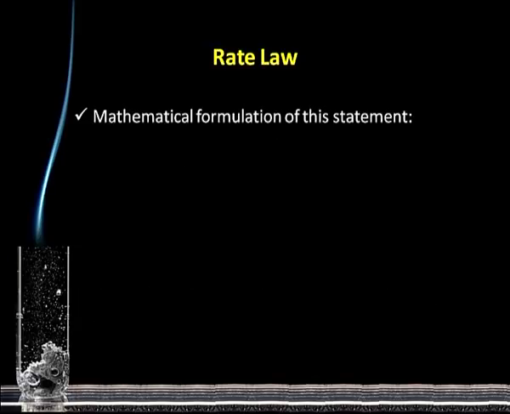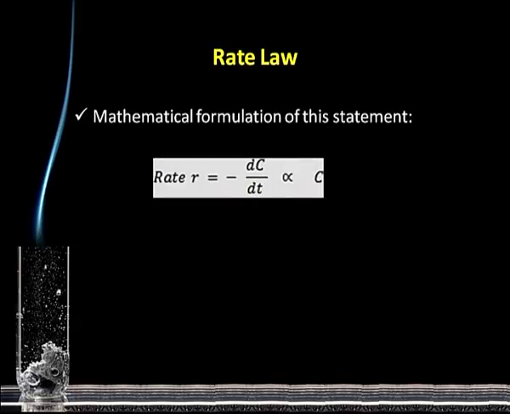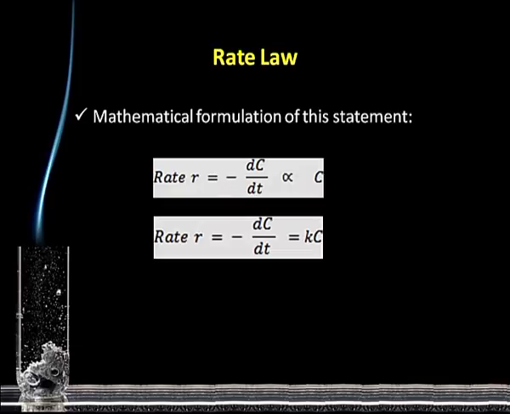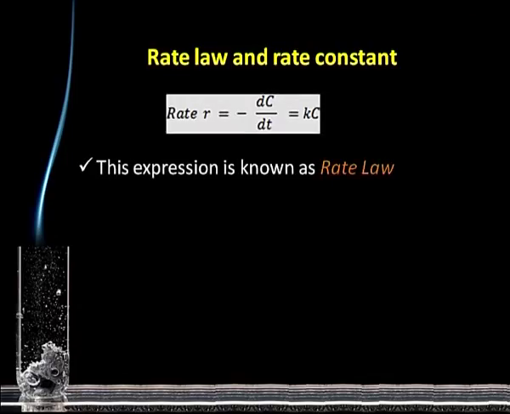So, the mathematical formulation of this statement is rate R equal to minus dC by dt proportional to C, where C is the concentration. We can introduce the proportionality constant K here, so that it becomes minus dC by dt equal to K into C. As I told you, C is the concentration. We can use this equation to find out what is K. The expression is known as rate law.